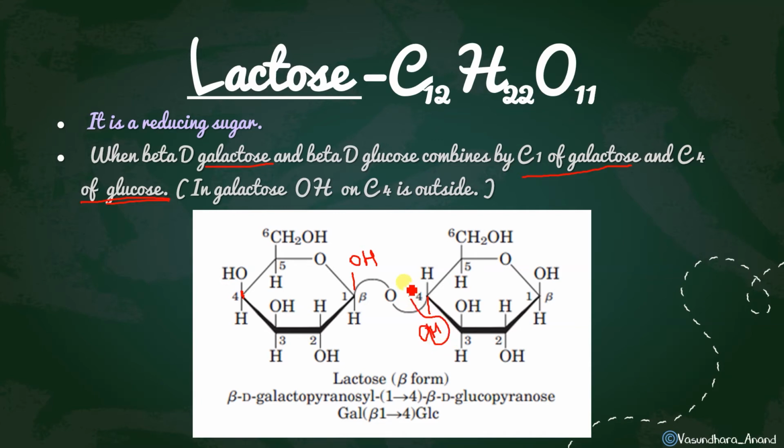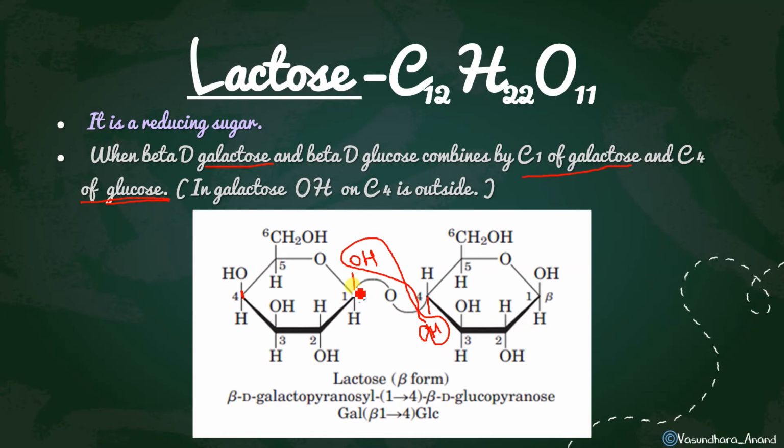This H and this OH will come out to form water, and this oxygen acts as a linkage between these two. So this is also called cross-linked glycosidic. So lactose is known for its cross-linked oxide linkage. Cross-linked, what we say, glycosidic linkage.